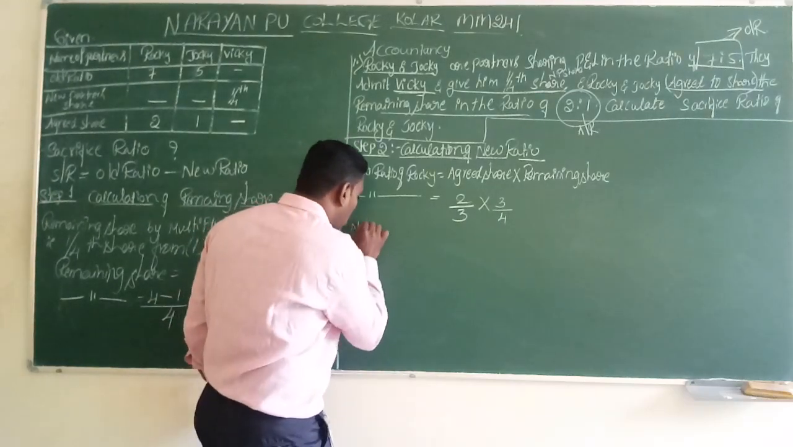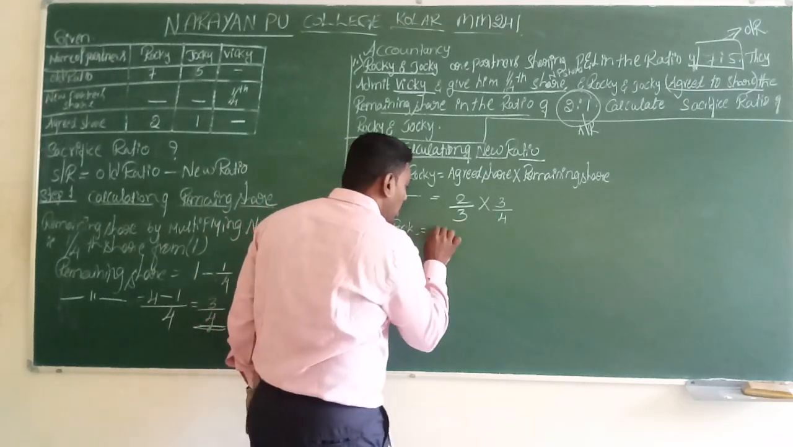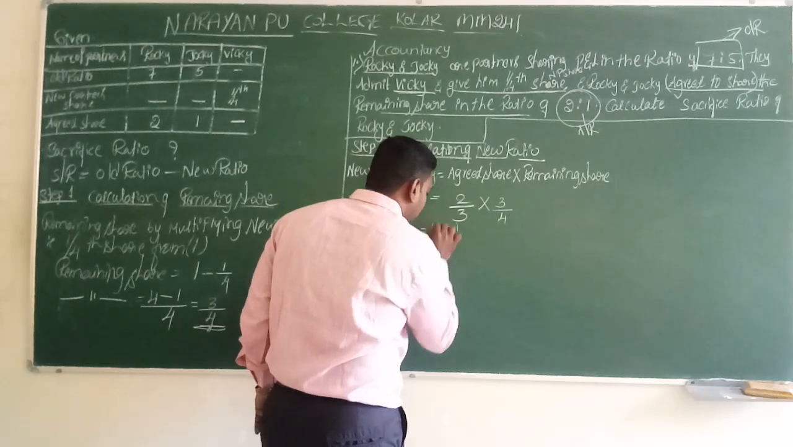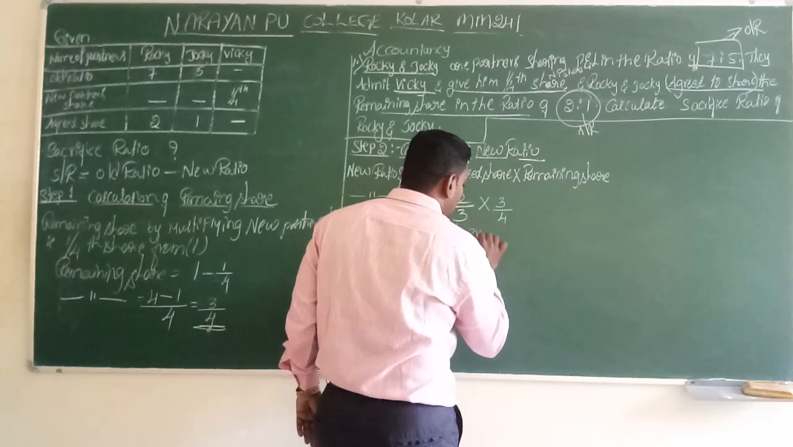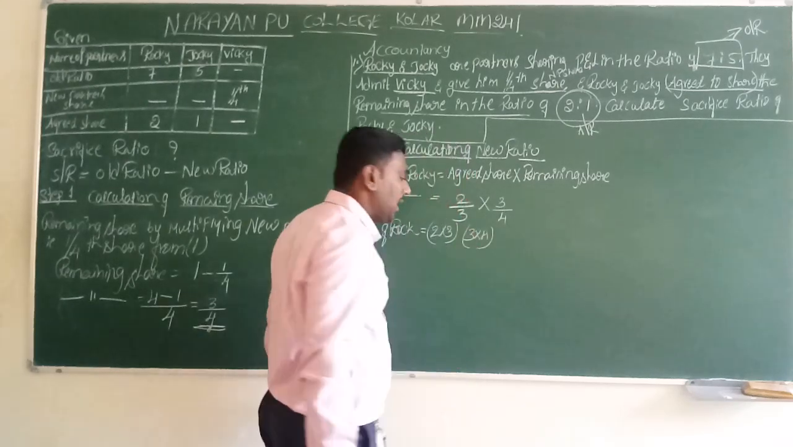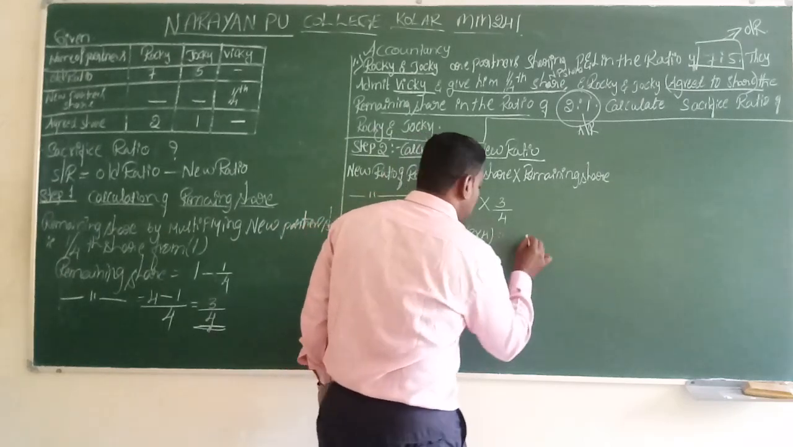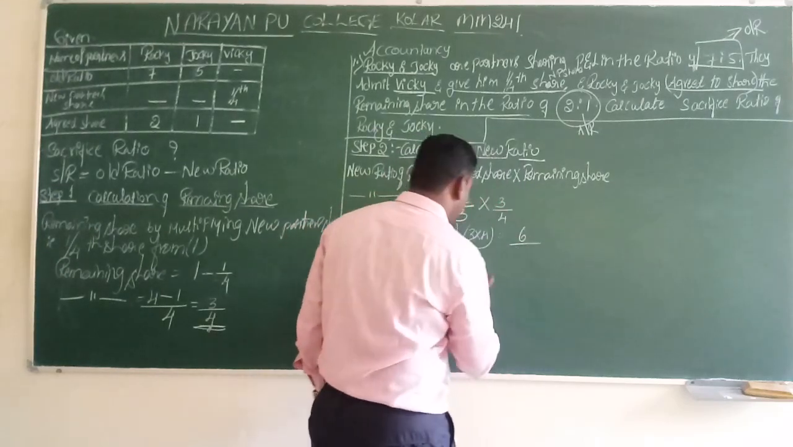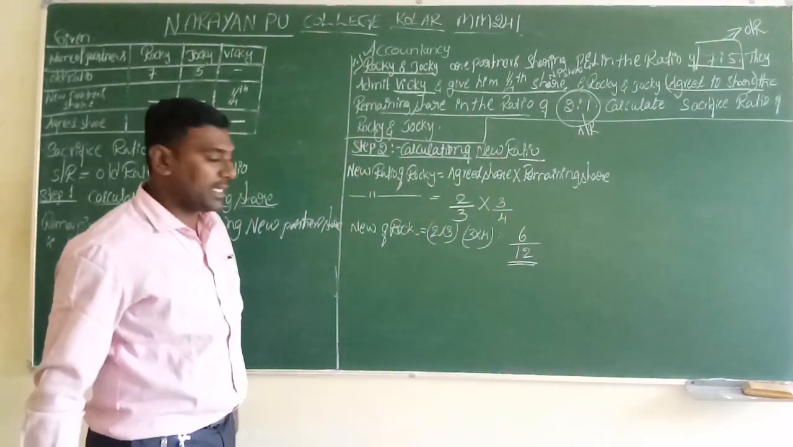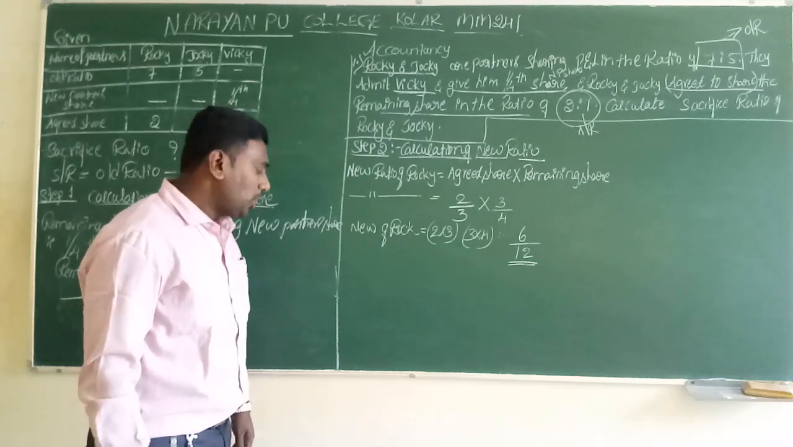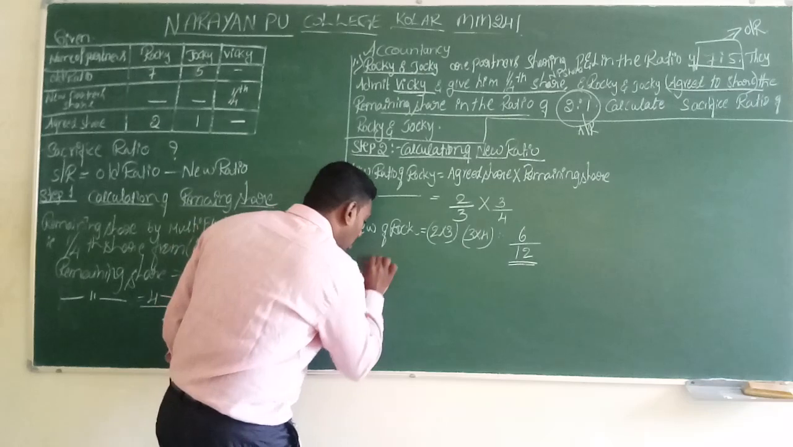So the new ratio of Rocky is equal to 2 into 3 and 3 into 4. We will get exactly the new ratio. Therefore, 2 3s are 6 divided by 3 4s are 12. The new ratio of Rocky is equal to 6 divided by 12.